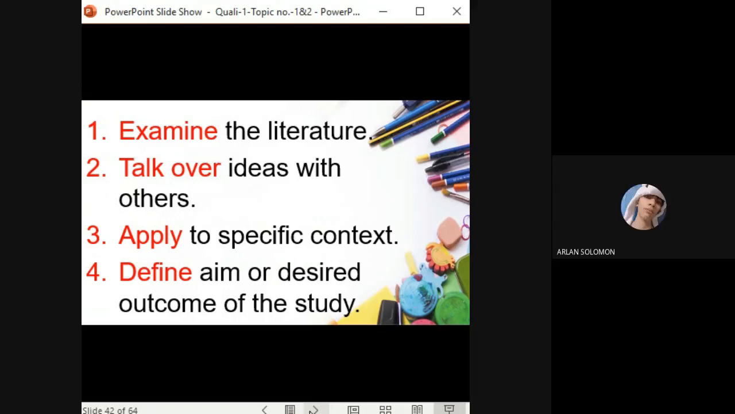The background information about the topic, po. Okay, very good. So, there are techniques in narrowing the topic. Isa-isahin natin ito. So, number one, we have examine the literature.